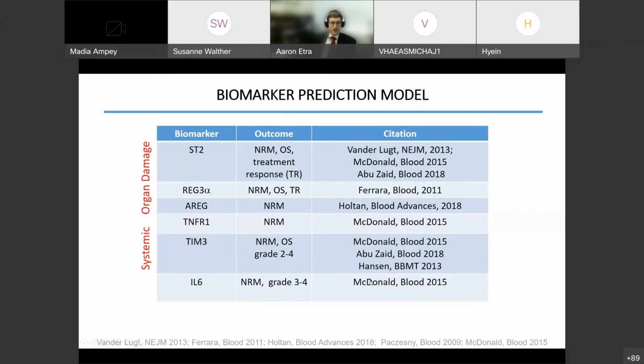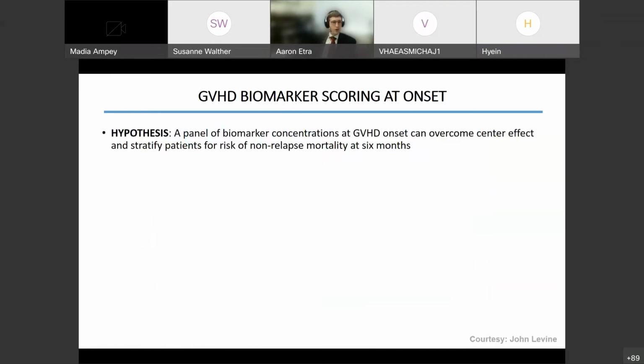And so, already this is getting to be interesting. And combinations of biomarkers have likewise been shown to be predictive. And so the general hypothesis that went into developing a biomarker algorithm panel that Dr. Levine published in 2015 in Lancet Hematology, that has become the basis for the Mount Sinai acute graft versus host disease algorithm probability for predicting GVHD outcomes. The hypothesis was that a panel of biomarker concentrations at GVHD onset can overcome the center effect, which is to say that, again, I might define something differently than somebody at a different center, making it harder to randomize, harder to generalize data over multiple centers, and stratify patients for risk of non-relapse mortality at 6 months.